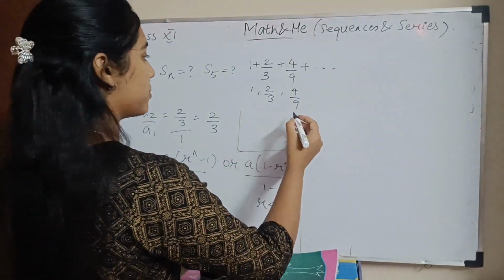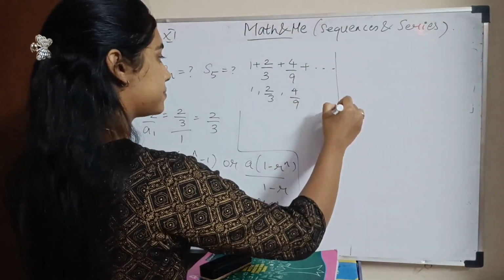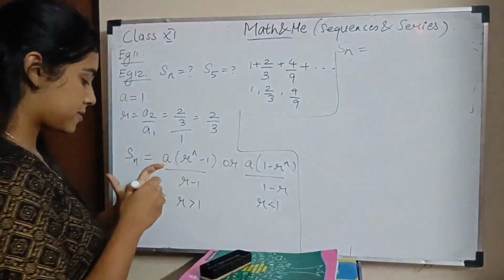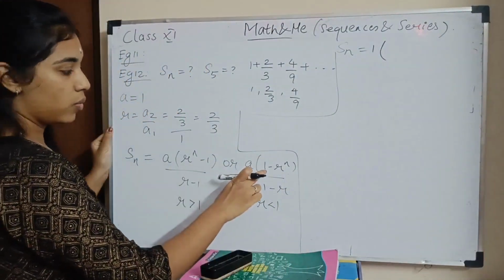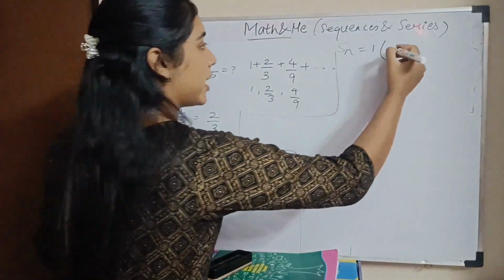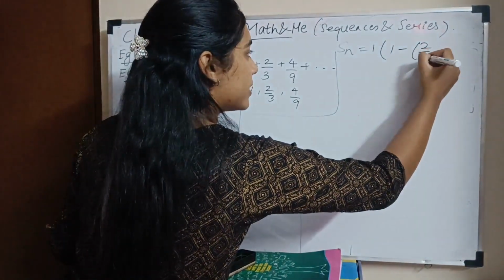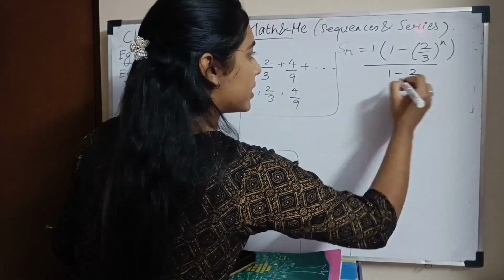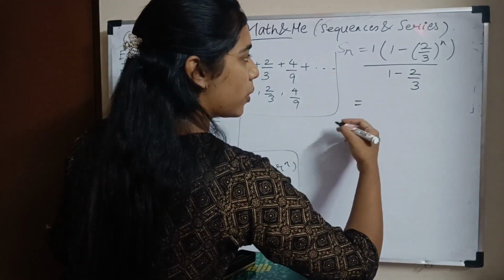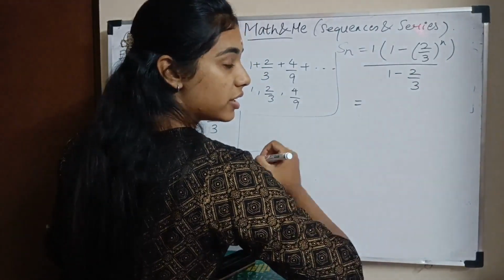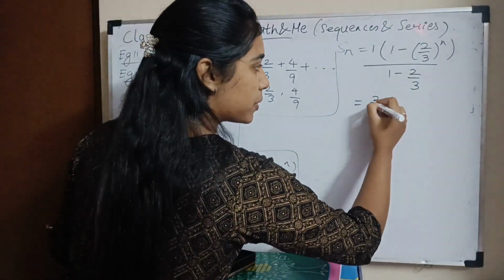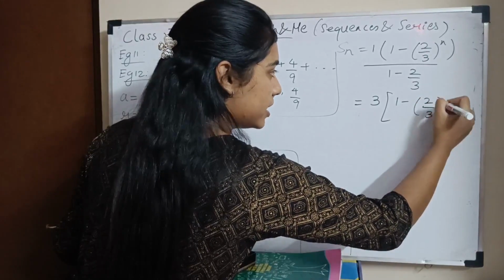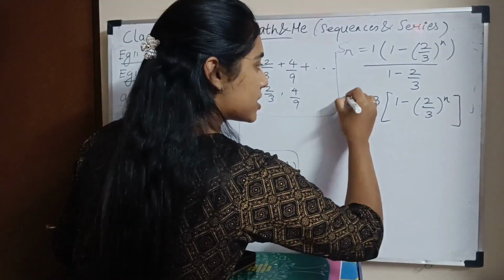So when I use this formula, what do I get? I have Sn equals 1 times 1 minus R to the n. So I have 1 minus 2 by 3 to the power n divided by 1 minus 2 by 3. So what is my denominator? 1 by 3. So I have 3 in the denominator, that goes to the numerator. So what will I get? 3 times 1 minus 2 by 3 to the power n. So this is my Sn.